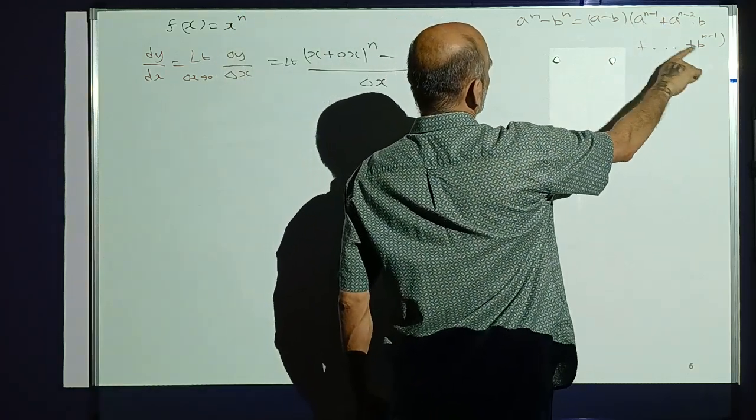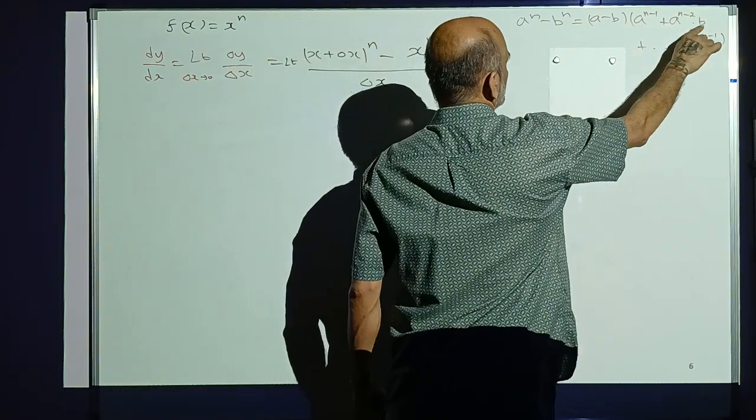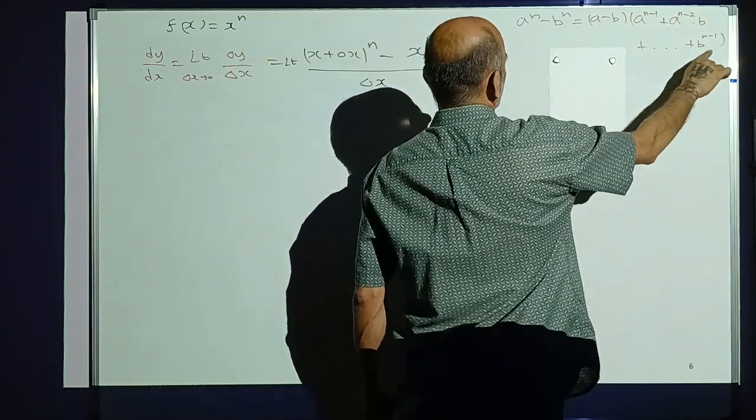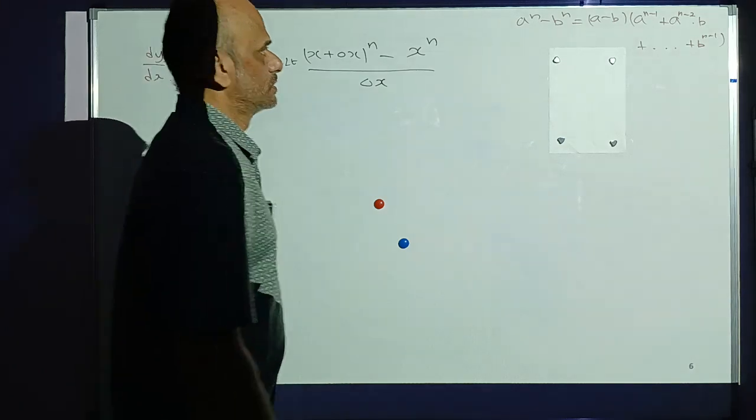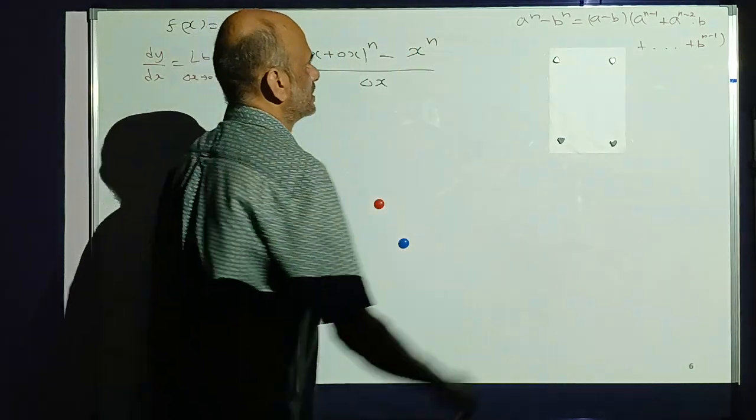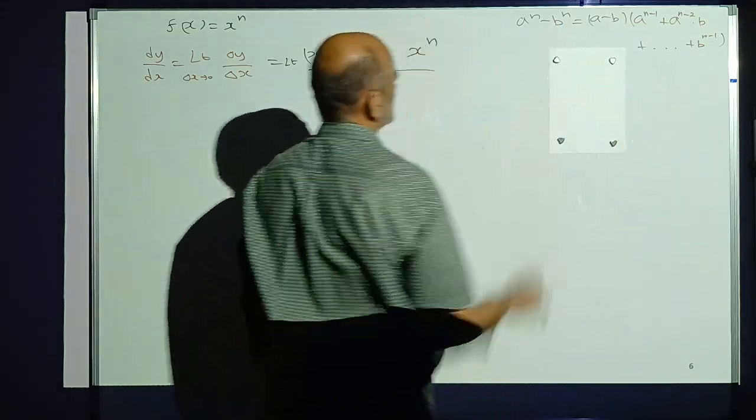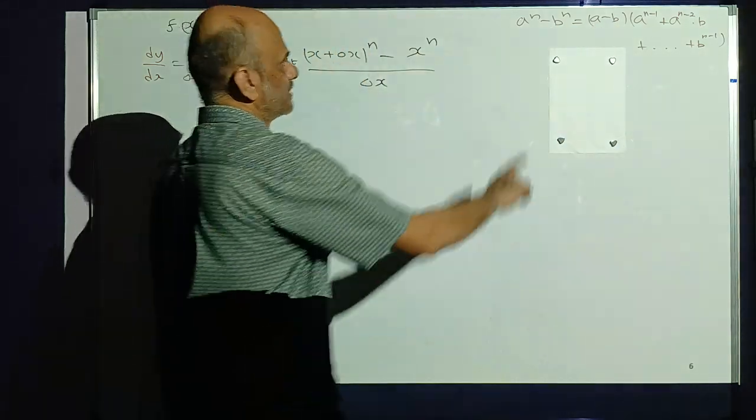the power of a will go down and the power of b will increase. b raised to the power 0, then b, b square, b cube, finally raised to the power n minus 1. So any term is of the order of n minus 1. This is easy to check. This will be this term, and this minus into this thing will be the second term, and the remaining terms will cancel.